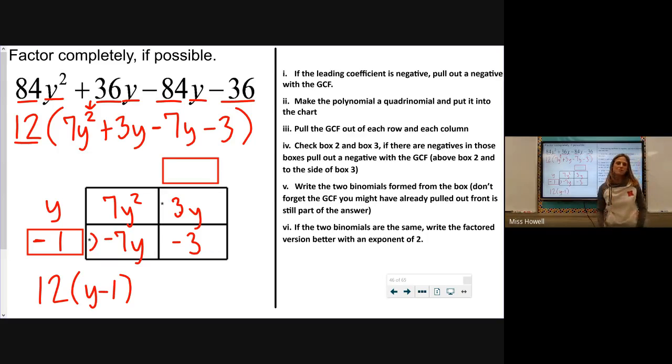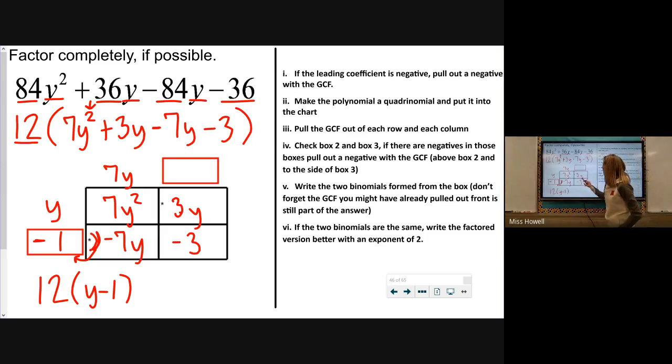All right, let's do that same task with our columns. 7y squared and negative 7y. Now be careful, this star block only makes this one negative, not this one up here, so be careful. So 7y squared and negative 7y, they both have a 7 in common, and they both have at least one y. So 7y is going to get factored out of there.